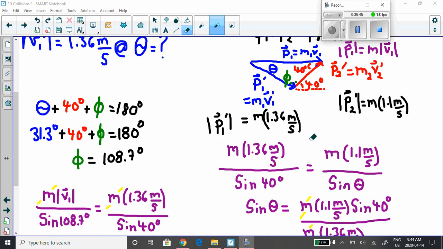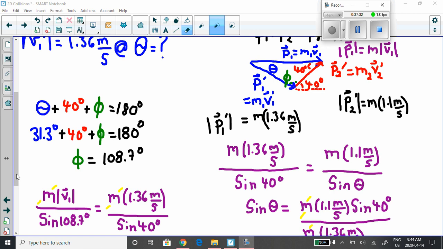Now we're going to use sine law. So we know that this side right here, magnitude of P1 prime, m times 1.36 meters per second, divided by the sine of 40 degrees, because that 40 degrees is opposite to it, by sine law has to equal this side, magnitude of P2 prime, which is m times 1.1 meters per second, divided by the sine of theta, because that angle is opposite to that side. All right, so I've set up sine law right there.